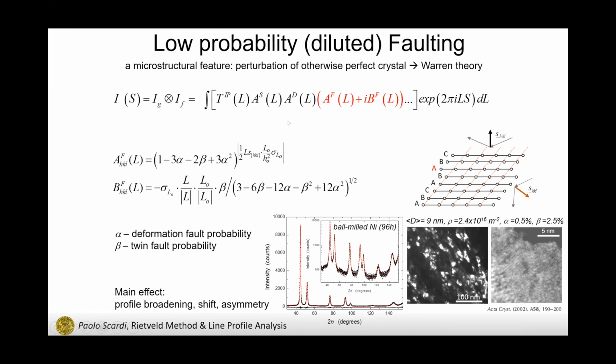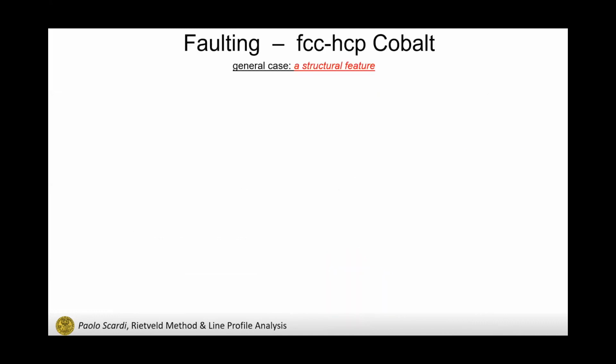But now comes the advantage of a very powerful software like Topas in the following. As I said before, faulting in the most general case is a structural problem. It cannot be simply reduced to a perturbation of a perfect crystalline domain. So you have to basically model a different structure, a more general structure.